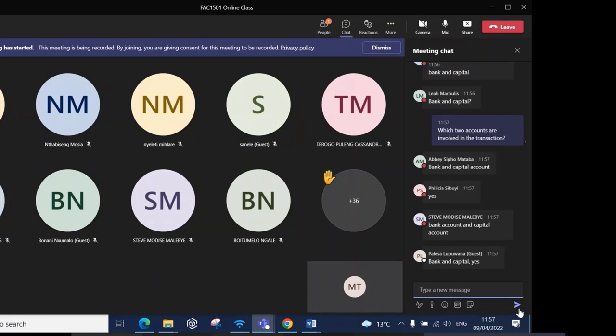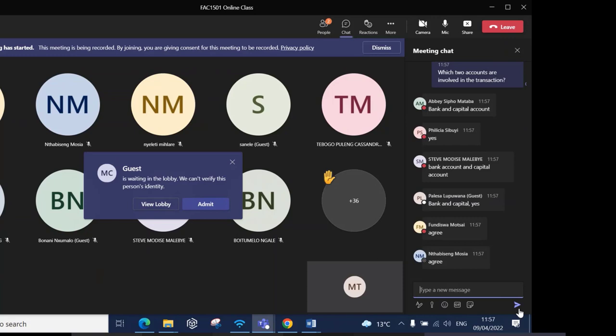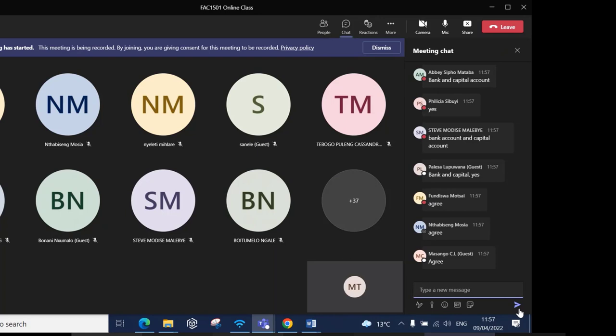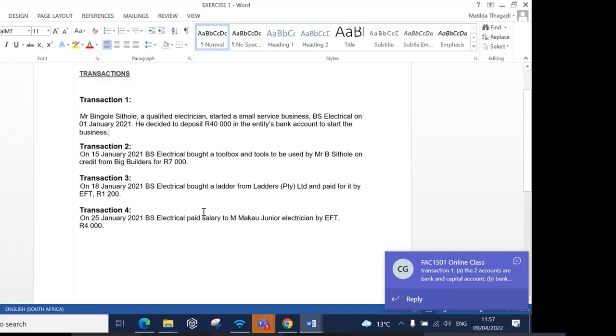Fundiswayo agrees. Steve agrees. Ntabiseng agrees. Masango agrees. Jonathan agrees. Putiani agrees. Well done, guys. That is true. So the two accounts in this exercise are bank and capital.